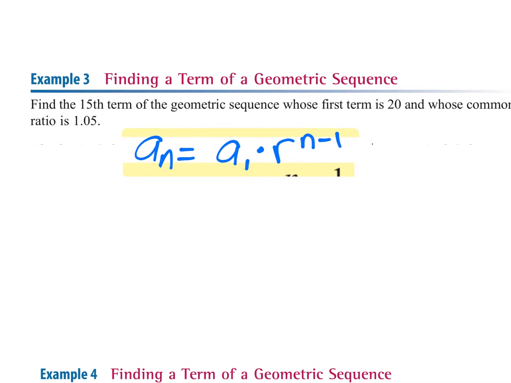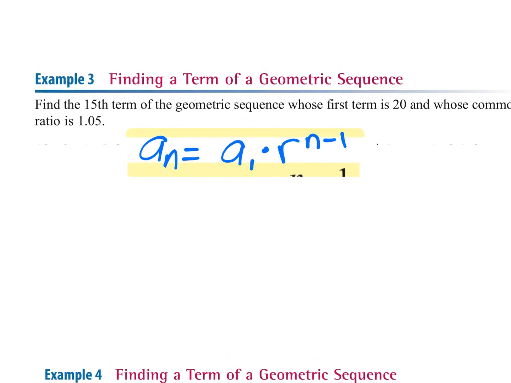All right, example 3. It asks us to find the 15th term of the geometric sequence whose first term is 20 and whose common ratio is 1.05. So let's plug in what we have. We're looking for a sub 15. It's asking us for the 15th term.